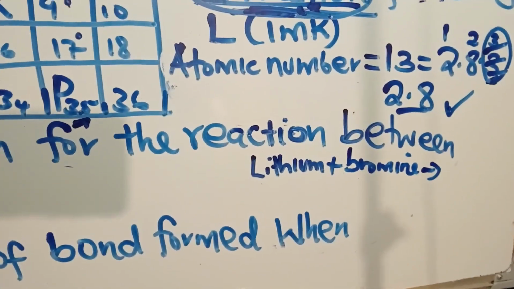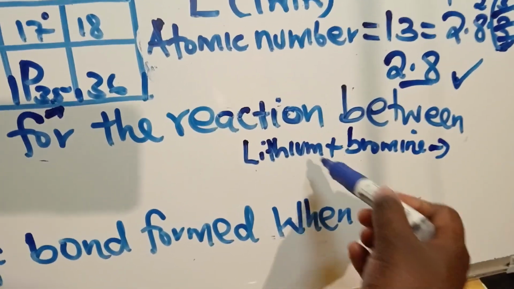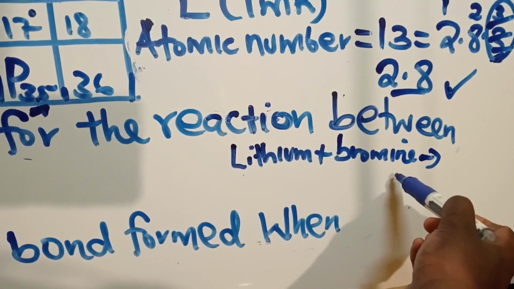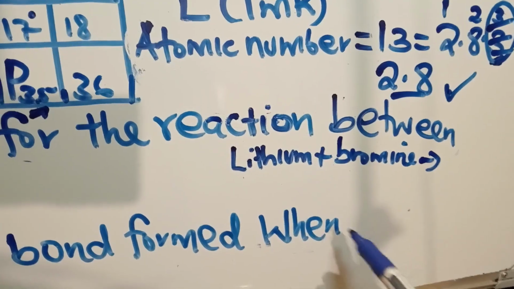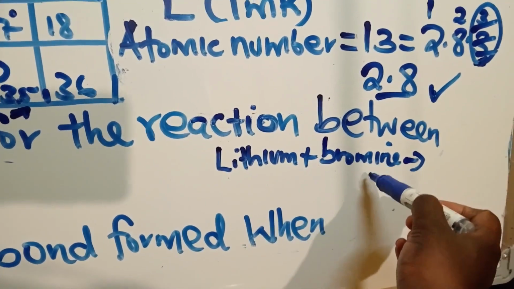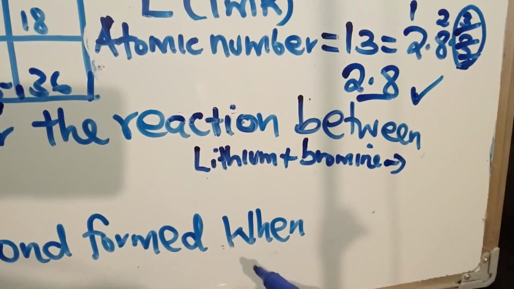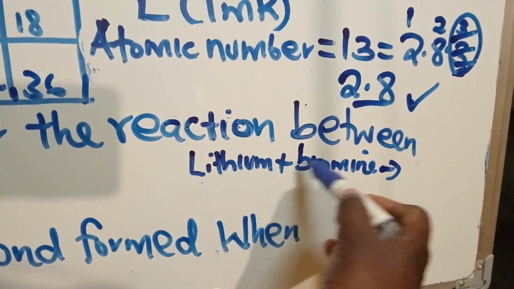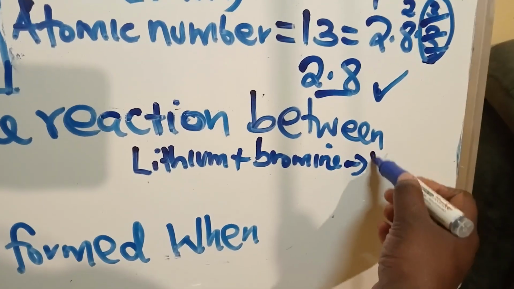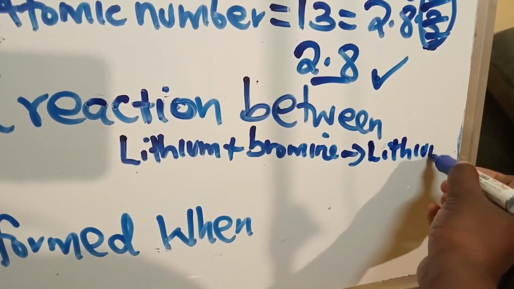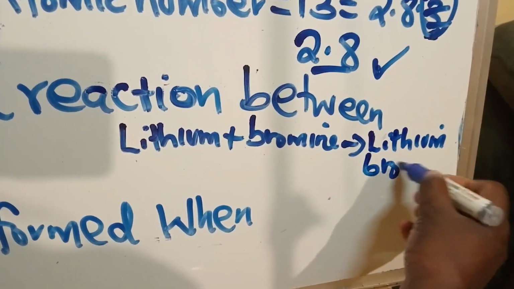What kind of compound is formed when a metal reacts with a halogen? Whenever a metal reacts with a halogen, we get a metal halide. So in this case, lithium plus bromine, we get lithium bromide.